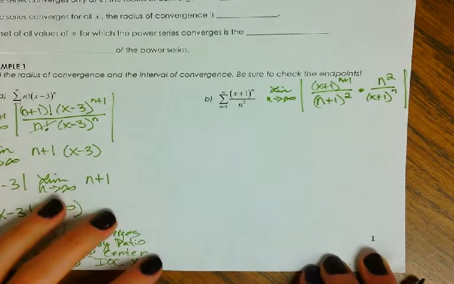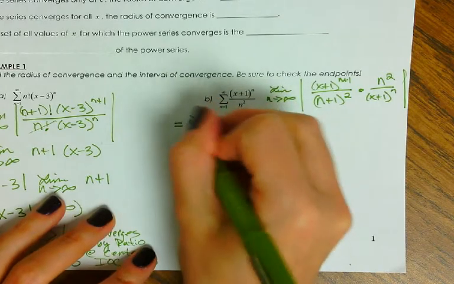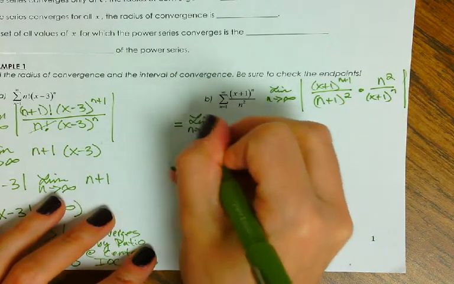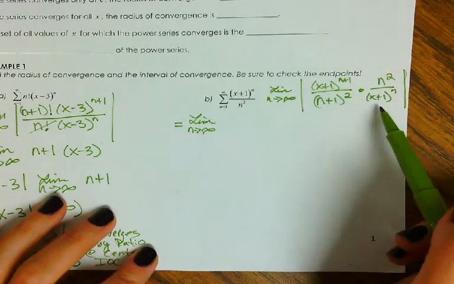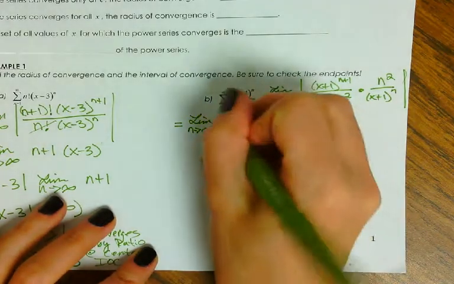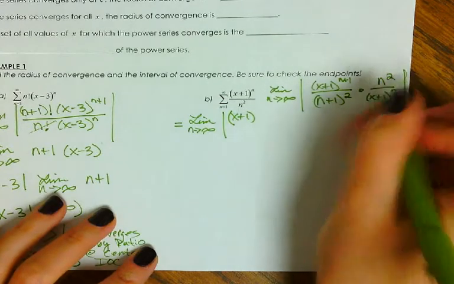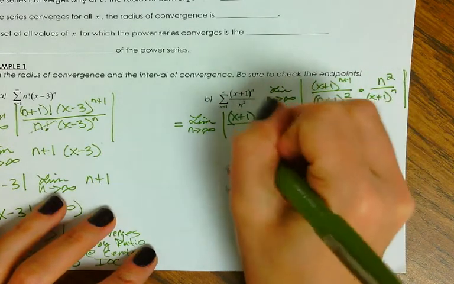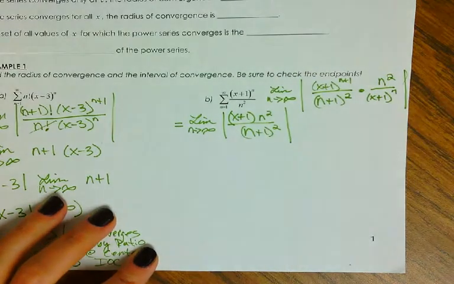Next I am just going to clean that up using some algebra. So I still have the limit. I didn't take the limit yet. And when we go here, these are the same base, so we subtract the exponents. So that's going to leave us with just the x plus 1. And then I can't reduce anything there, so I'm just going to recopy that over. So I have the absolute value.